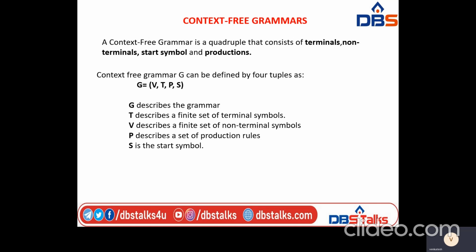P means a set of productions. A production rule is of the form A implies alpha. S is a starting symbol, and it is a non-terminal. In A implies alpha, A is a non-terminal. Alpha means any occurrences of variables and terminals, including zero occurrences, or epsilon. So each production will consist of a non-terminal.